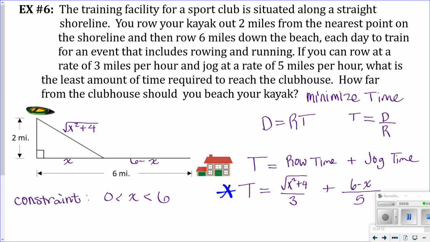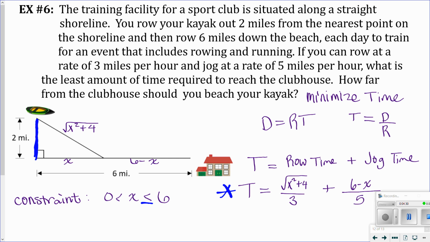And you know what? I think we can even make these inclusive, at least on the 6, because if you make it 6, you want to beach your kayak 6 miles from the clubhouse. That would mean you pull your kayak straight here. And so you would still be doing some kayaking and some jogging.